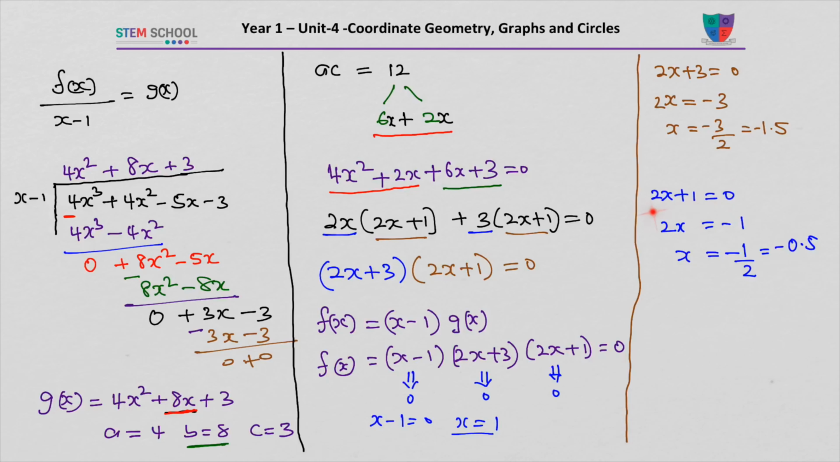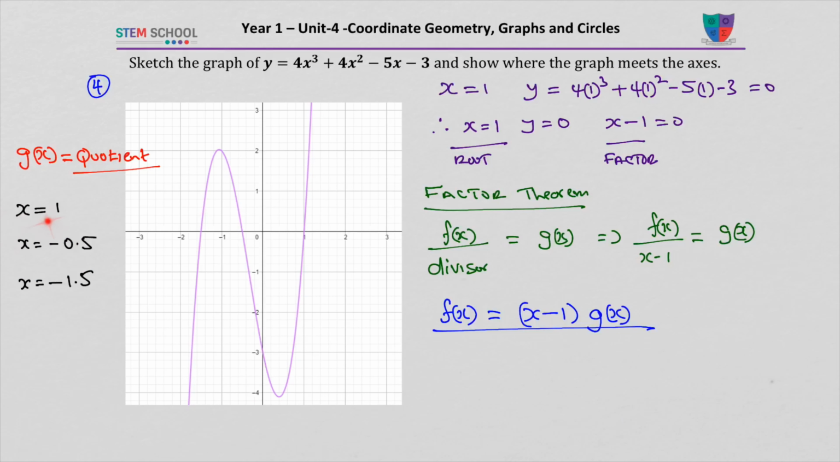Setting the third factor to 0, I take away 1 from both sides, I get 2x equals minus 1, divide both sides by 2, I get x equals minus a half, which is minus 0.5. Those are my roots. Now I can use this to draw the cubic graph. So now we know the roots are x equals 1, x equals minus 0.5, and x equals minus 1.5.